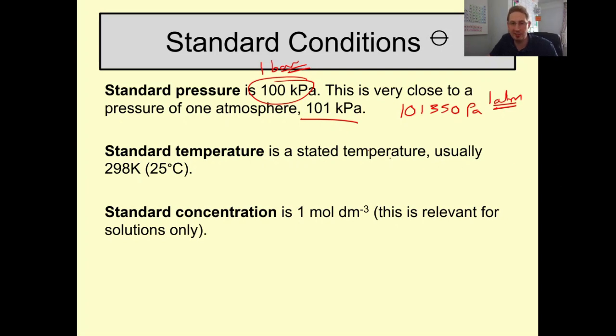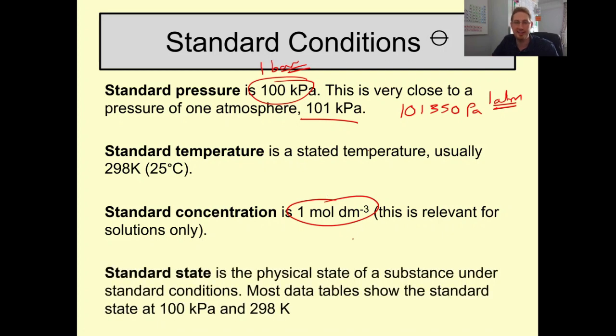Concentrations always have to be 1 mole per decimeter cubed. So when we're doing neutralisation, for example, that is important. And the standard state is the physical state of a substance under standard conditions. Most data tables show the standard state at 100 kilopascals and 298 kelvins. For example, for carbon, the standard state is actually graphite, which is slightly more stable than diamond at room temperature and pressure. So all diamonds are very slowly interconverting back to graphite.